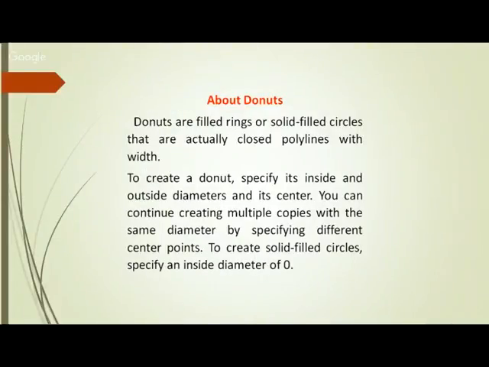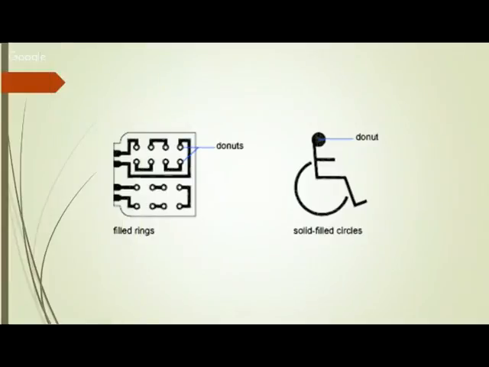So we can say that donuts are filled rings or solid filled circles that are actually closed polylines with width, right? To create a donut, specify its inside and outside diameters and its center. So you have to take care of three things: inside diameter, outside diameter, and its center point where you want to put it. To create a solid filled circle, specify an inside diameter of 0. These are some of the entities which are made by donut.